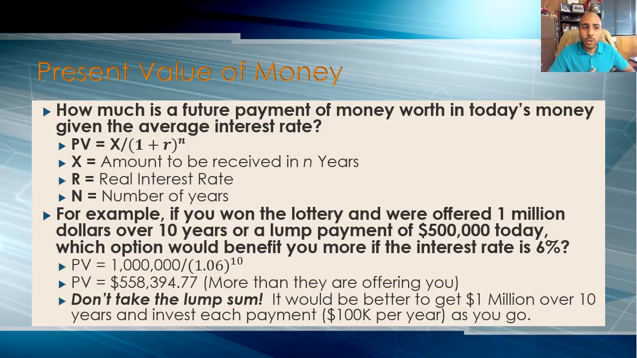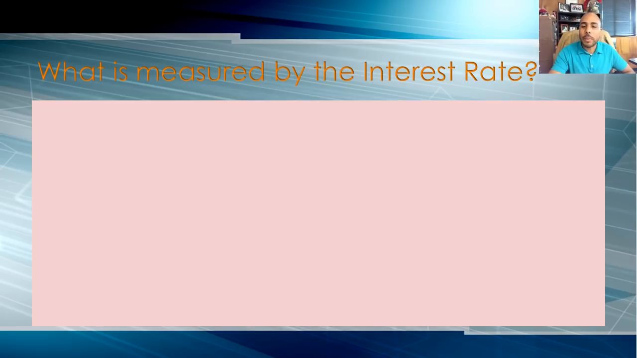And we find out that when you do $1 million divided by 1.06 to the power of 10, that gives you $558,394.77, which is actually more than what they're offering you right now. So don't take the lump sum. The lump sum is less than what you would get if you received $1 million over 10 years. What you ought to do is just say, yeah, I'm going to accept the $1 million over 10 years. They're going to give you $100,000 a year. Every time they give you that $100,000 check, put it in the bank, let it grow, and after 10 years, you'll actually end up with more than $1 million. Aha, pretty smart.